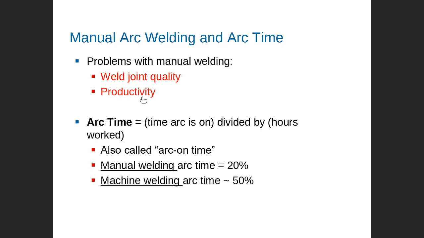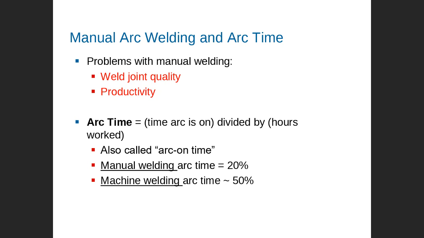And also productivity is low. Why is productivity low? Because it is manual. This is related to what we call arc time. Arc time means the time the arc is on during the process. Because it is manual, for manual welding, only 20% of the time the arc is on.